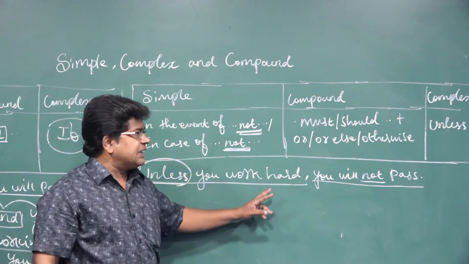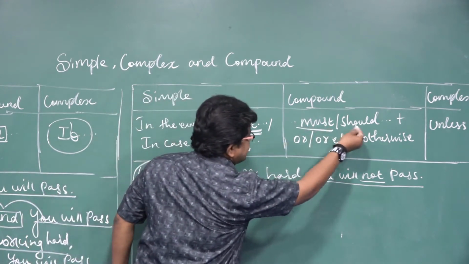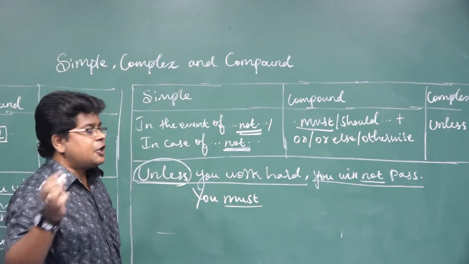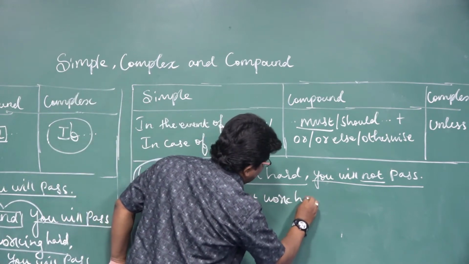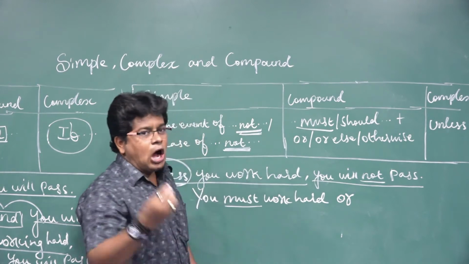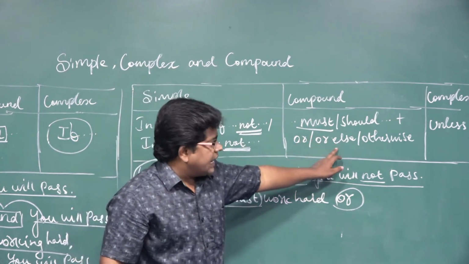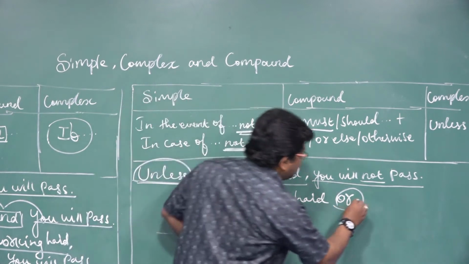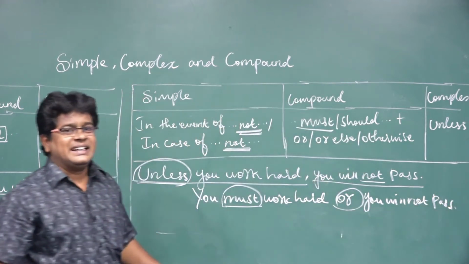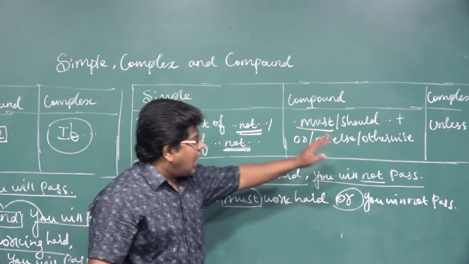Now we are going to change that complex sentence into compound. See, in compound sentence, what we have to use? Either we can use must or should, that is your wish. Here we can use must or should. I have used "you must work hard", or otherwise, or else. Here also you have the option. We can use or else, otherwise. So "you must work hard or you will not pass." This is compound sentence. "You must work hard or you should work hard, otherwise you will not pass." "You must work hard or else you will not pass."